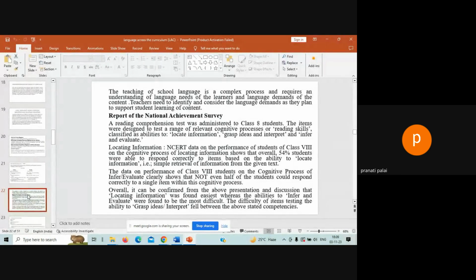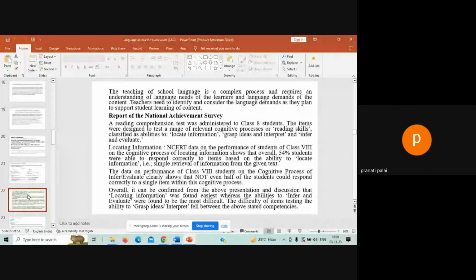So in the National Achievement Survey, I have taken data from 2014, I think. The performance of class 8 students on the cognitive process of locating information shows that overall 54% of students are able to respond correctly to items based on the ability to locate information. That is simple retrieval of information from the given text.